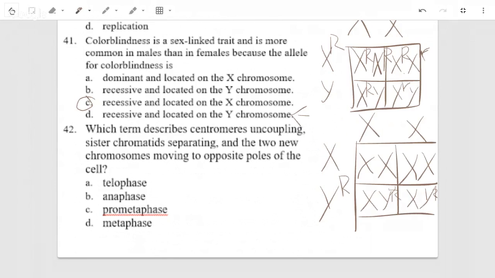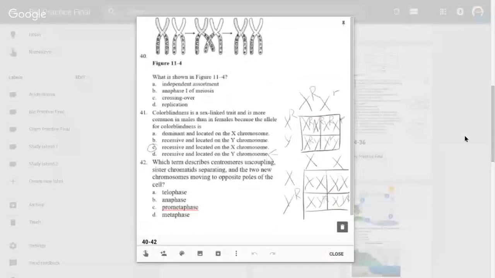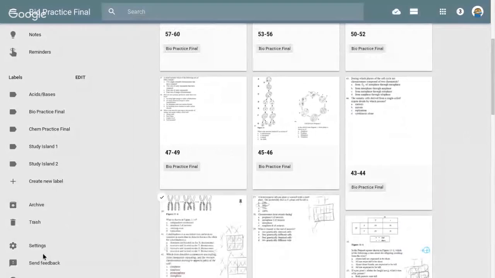The other ones that Jeff was asking about were, I think, 44 and 45. Let me check really quick which ones he mentioned, and then I'll get to your next questions. 44, 45, yeah.